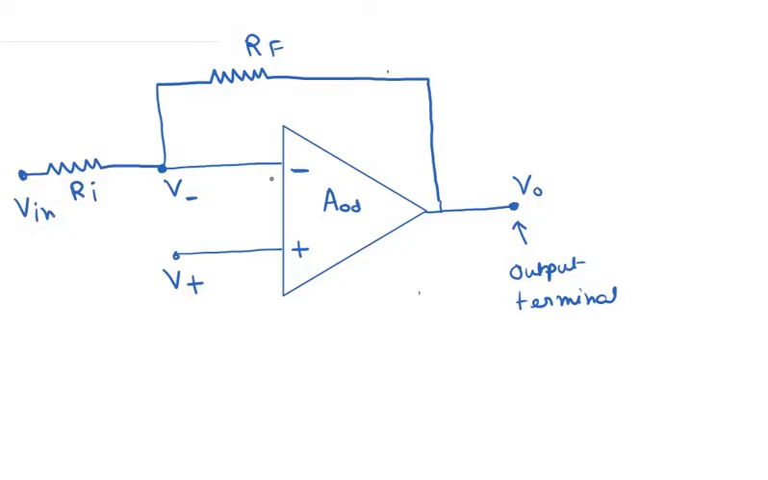So in the closed loop configuration, V plus is approximately equal to V minus. We will derive this equation later, but right now just know this: in closed loop configuration, V plus is approximately equal to V minus.